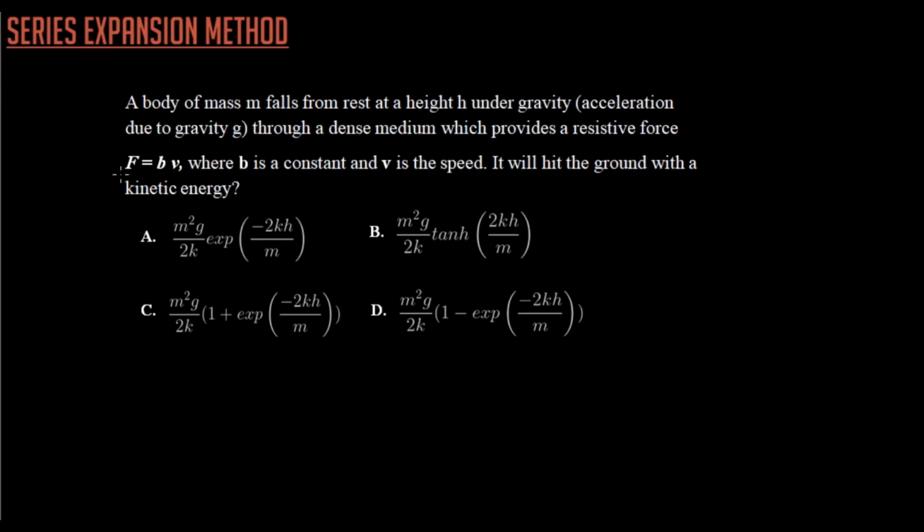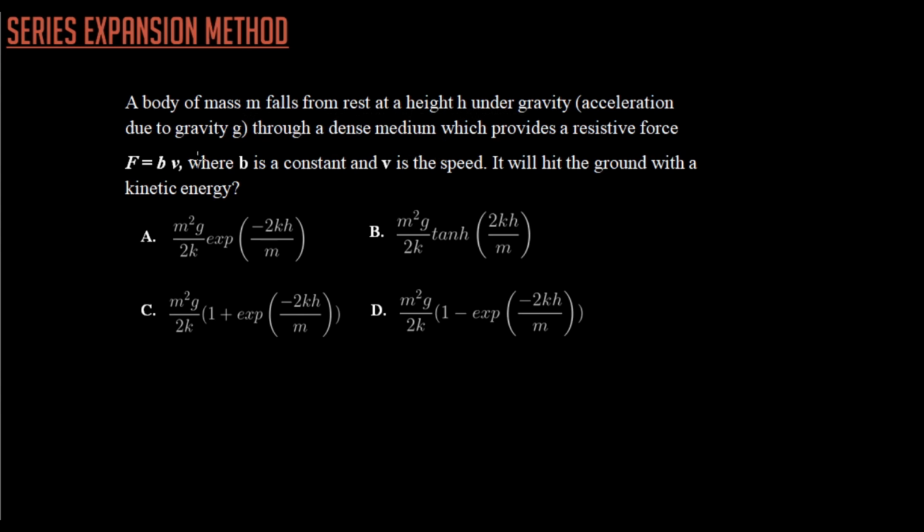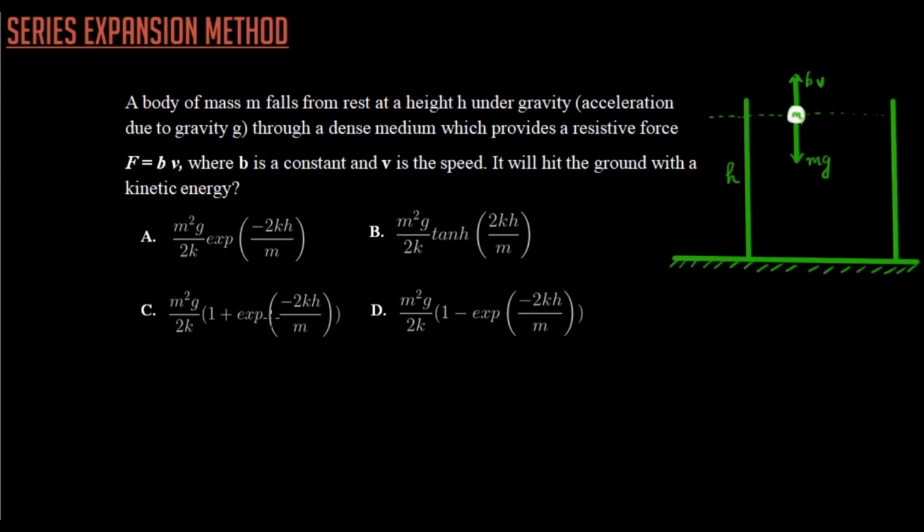So here's a question that we can solve using this method. A body of mass m falls from rest at a height h under gravity through a dense medium which provides a resistive force F equal to Bv, where B is a constant and v is the speed. We have to find the magnitude of kinetic energy. We can see the scenario diagrammatically here. You have a body of mass m that is falling through a dense medium, which has a resistive force F equal to Bv.